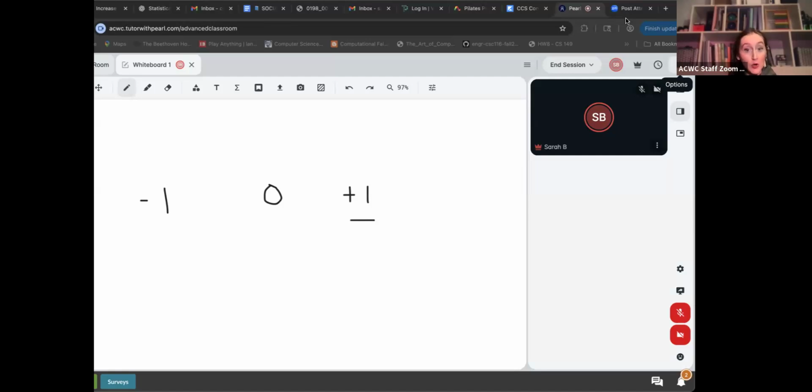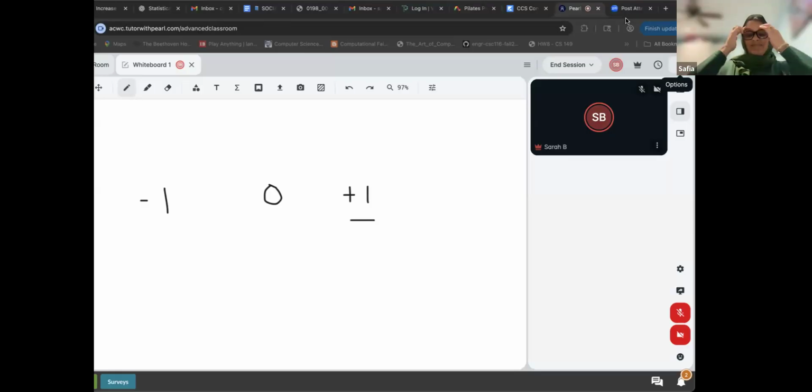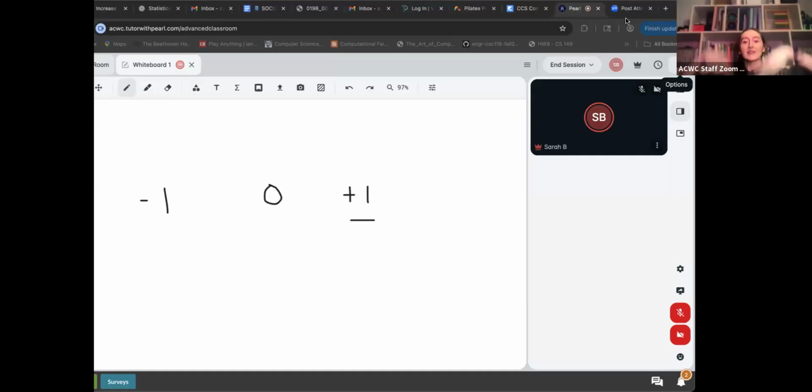A -1 or a +1 would be the strongest relationship possible, right? Okay. Positive and negative just has to do with the direction, right? If it's positive, they're both up or both down. If it's negative, one's going up and one's going down.